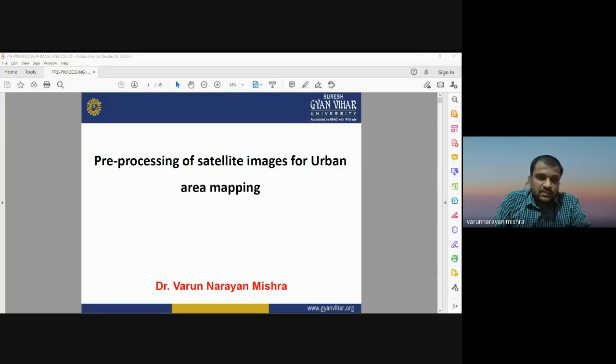Today I'm going to discuss different pre-processing techniques, pre-processing methods that can be applied on satellite images for urban area mapping, urban area classification. Before starting the topic, first we should know what image pre-processing is.